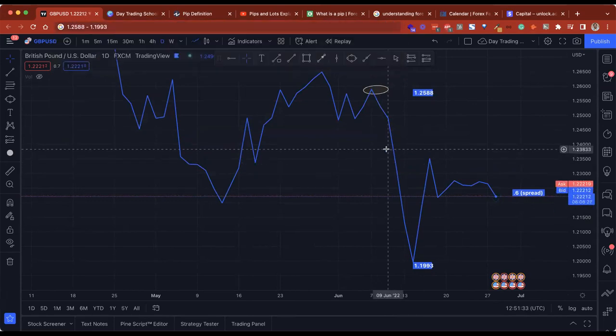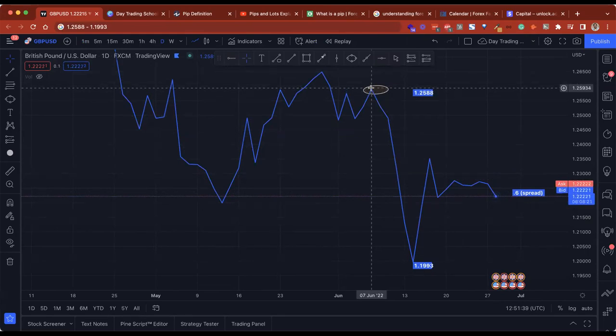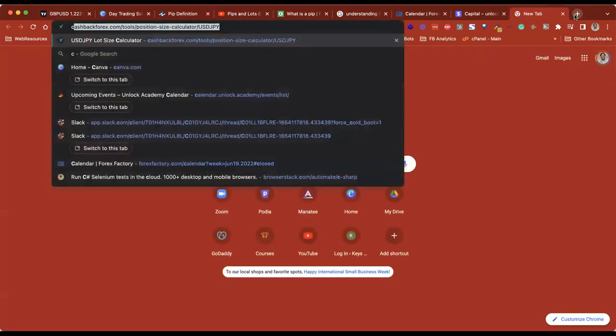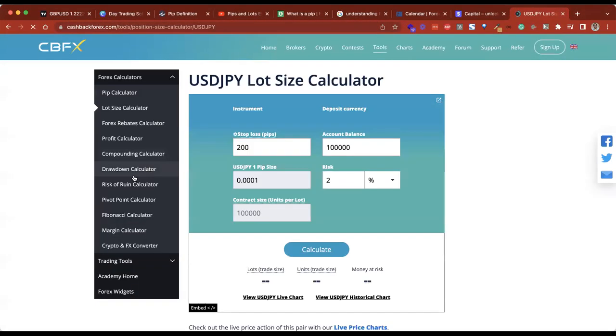Sheesh, that's crazy. But okay, this is also over several days. This was from June 7th to June 14th. So 7 days, it dropped 595 pips. Huge amount. So really quick, just to some people like, how much money is that?